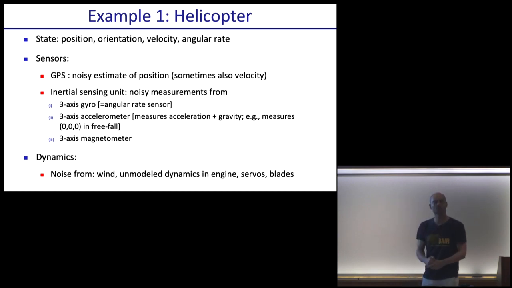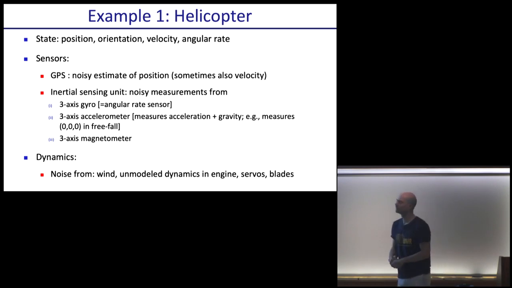Typically you put inertial sensing on your robot. So for a helicopter, maybe you have a 3-axis gyro. A gyro is an angular rate sensor. It gives you three numbers at any given time, measuring the angular velocity around the 3 main axes of the helicopter, if you mount it axis aligned.